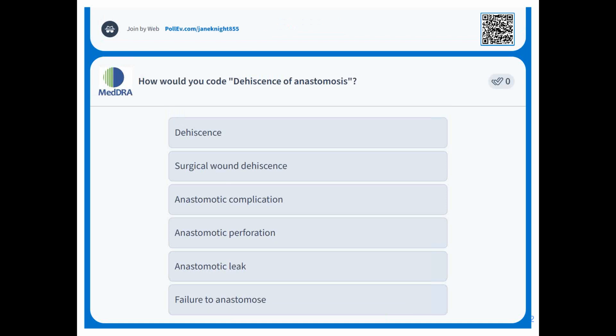So how would you code dehiscence of anastomosis? Would you select dehiscence, surgical wound dehiscence, anastomotic complication, anastomotic perforation, anastomotic leak, or would you consider LLT failure to anastomose? What would you do? We have a dehiscence of anastomosis, and unfortunately there is no combination term that would combine this information in one LLT. So somehow we have to find a solution here, a coding solution.